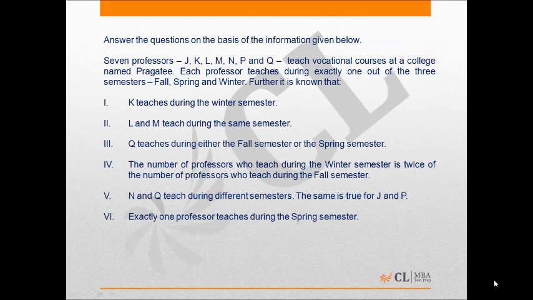So, to solve this, we'll write the names of all the professors here like this: J, K, L, M, N, P, and Q. Now the possibilities for them will be either fall, spring, or winter. The first statement says that K teaches during the winter semester, so we directly write winter here. L and M teach during the same semester. We don't know as of now which semester this is; it could be fall, spring, or winter. Q teaches during either fall or spring, so for Q there are two possibilities.